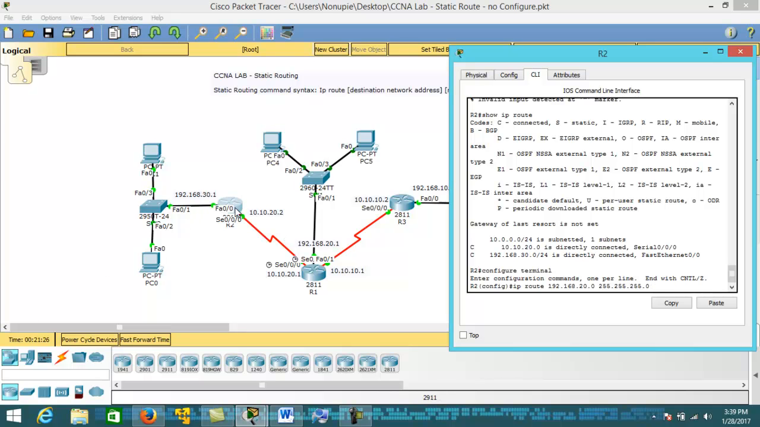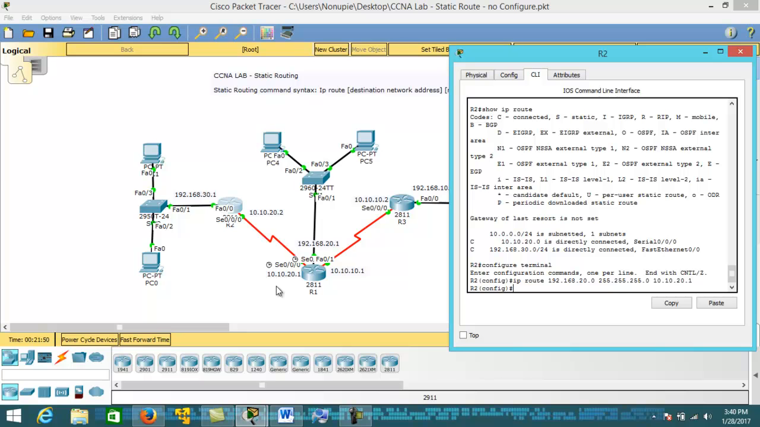Alright, so for this router the next hop will be this hop. Or you can also use the exit interface, that is 10.10.20.2, but I'll prefer to just use the next hop address, that is 10.10.20.1. Right, so hit enter. Okay, so if any packet is generated for this network, now this router will be able to send the packet to this network. Okay, so simple.